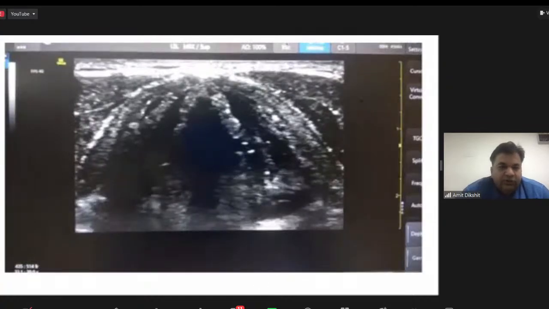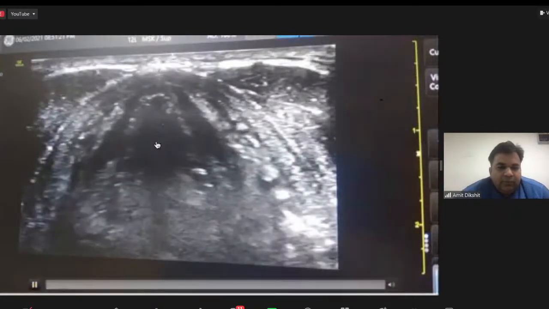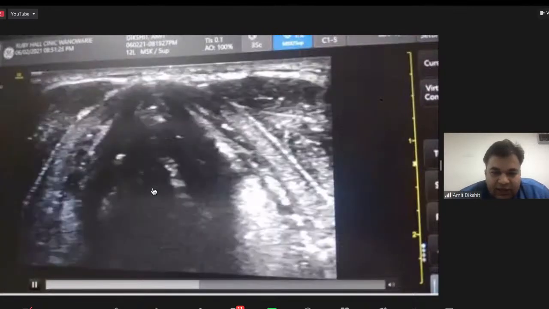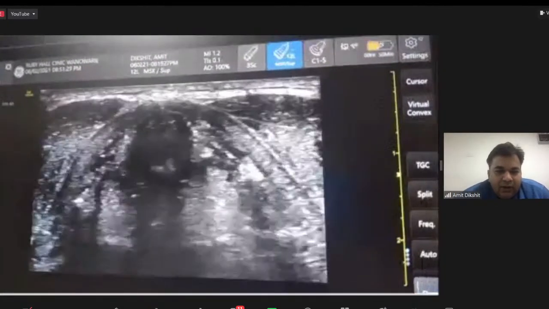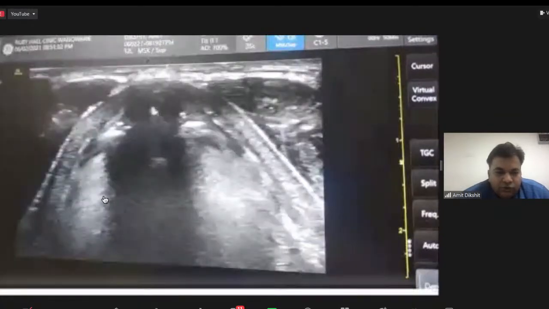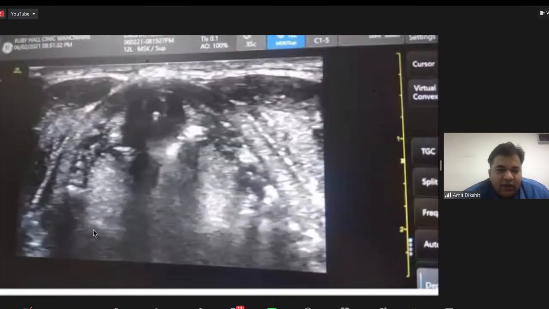Here is another video. You can see the vocal cord movement, the hypoechoic black area. I'm asking the patient to speak, and you can see the vigorous vocal cord movement in the middle. And the final video, just to show you how the movement can be. Saying E, and you can see the vocal cord movement also.